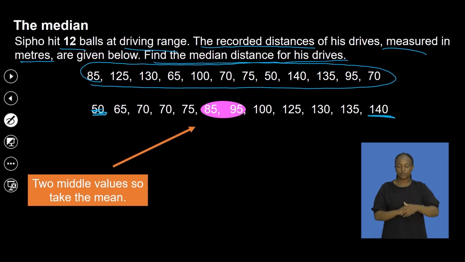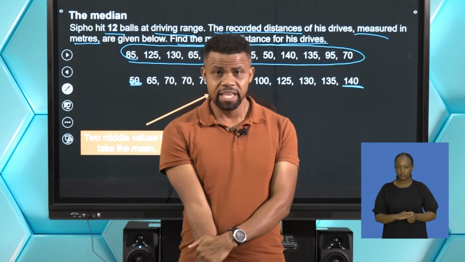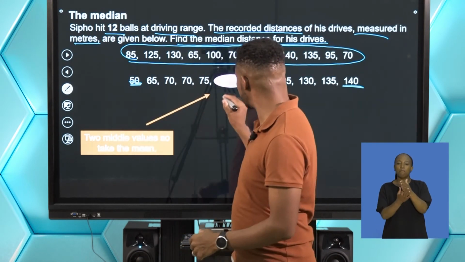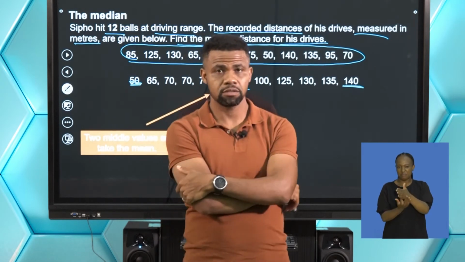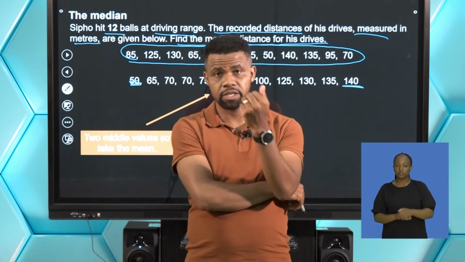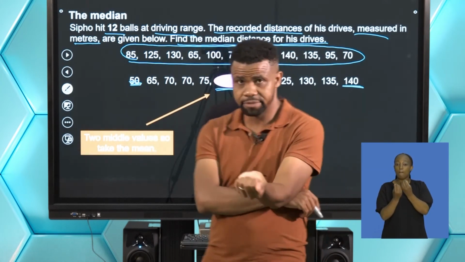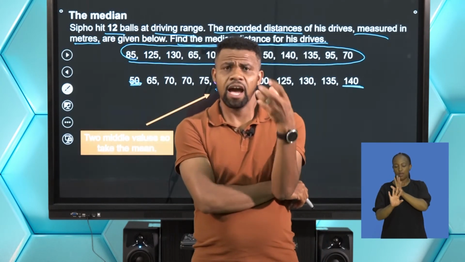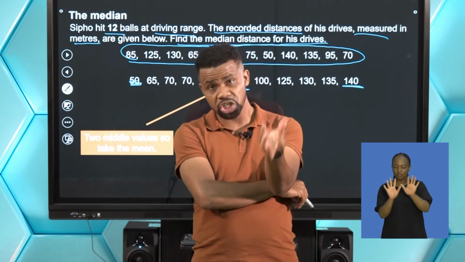Now, where is the median? The middle is between 85 and 95. It's between 85 and 95 because you have 10 set of data. Okay. Another way to look at this is using this formula to find the position of the median.